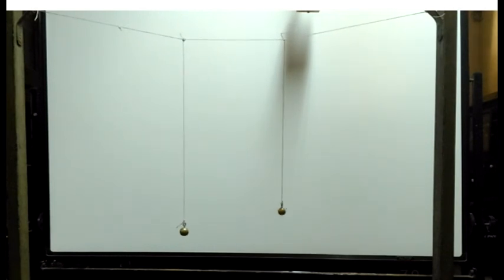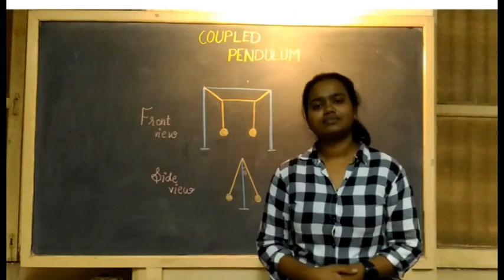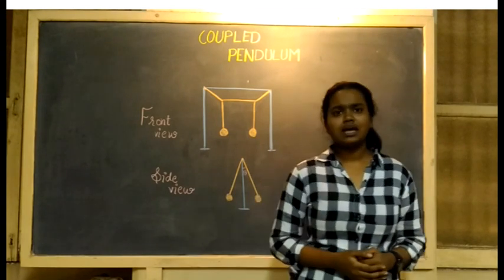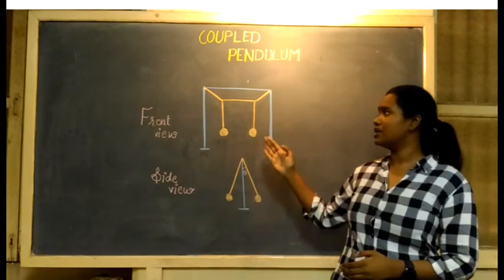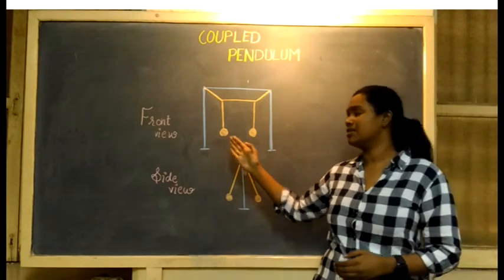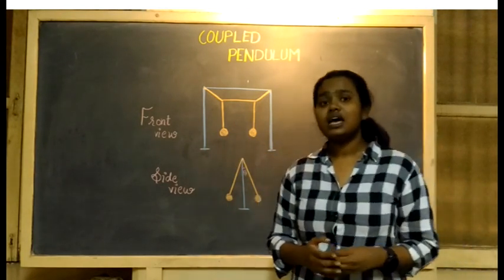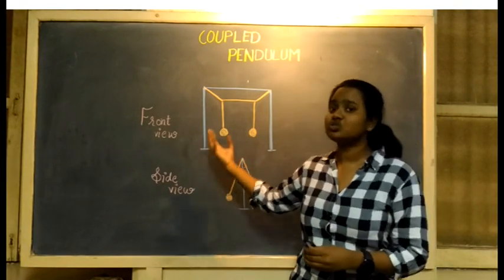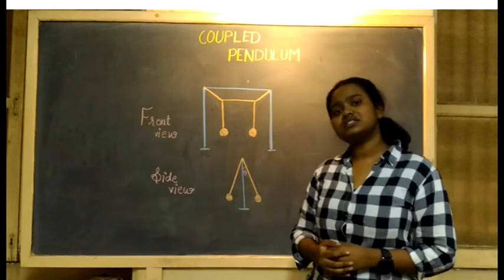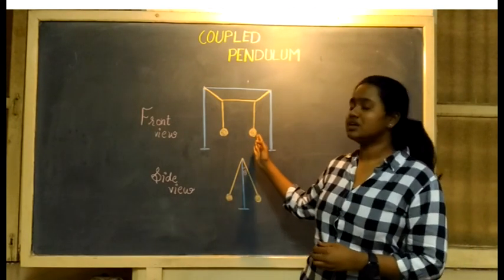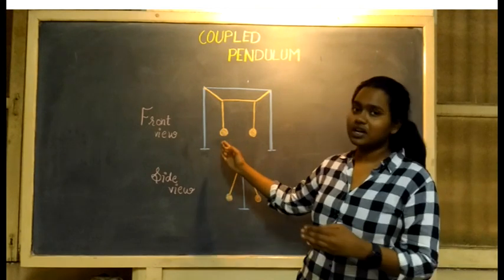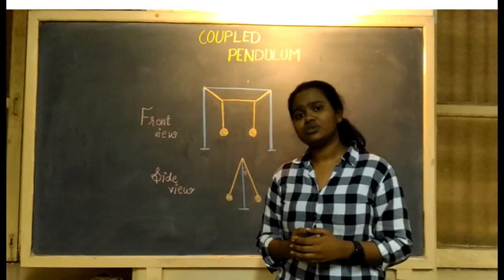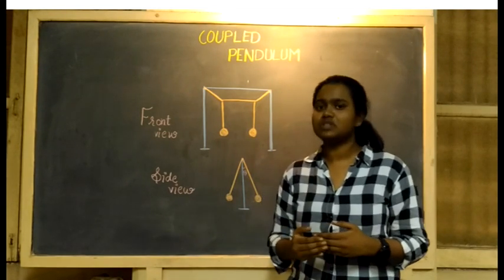Now let's understand why this is happening. As we have seen the components of the coupled pendulum, let's see the working principle too. Let's take a case where one of the pendulums is set into oscillation and the other remains stationary. In this case, as both of them are suspended, the one that is remaining stationary tries to stop the oscillating one. As a result, the oscillating one comes to a halt and the one that was remaining stationary will start oscillating.